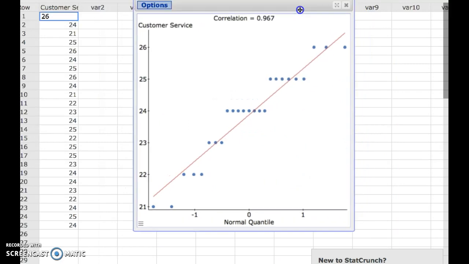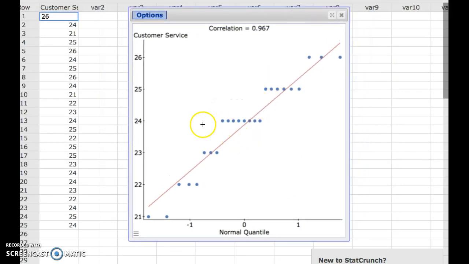So this graph is interesting because I have some repeated data values. Like I have several days where there were 24 customers, and we just kind of see these little rows stack up. Still, to me, this looks approximately linear. We just kind of have some interesting repeated data.